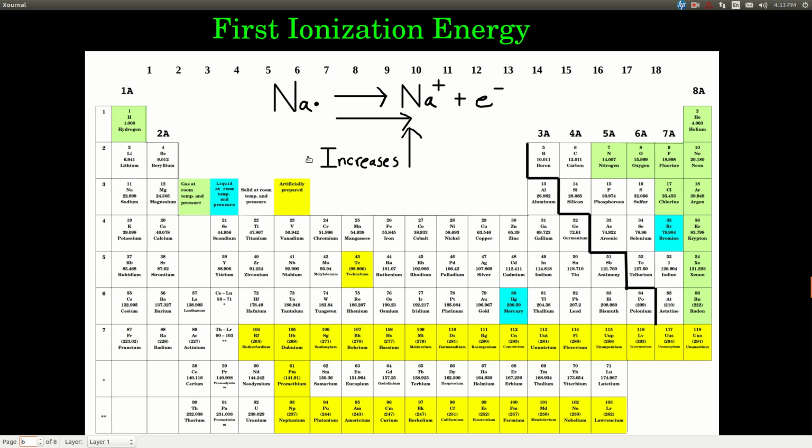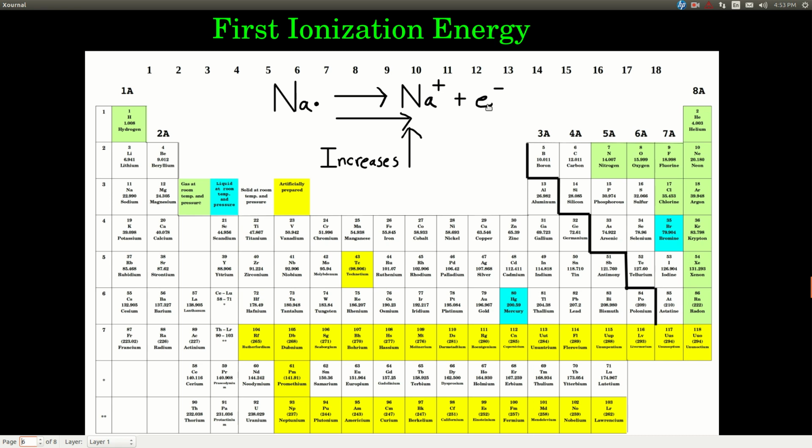The next trend is called first ionization energy, and this is how much energy it takes to remove a valence electron from a neutral atom. So sodium, this is the electron-dot symbol for sodium. Sodium has 1 valence electron. If we take that electron away, now we're left with 1 more proton than we have electrons, right? Because neutral sodium starts out with 11 electrons. If we take 1 away, it still has 11 protons, but only 10 electrons and has a positive charge overall. We'll see this in a little bit.